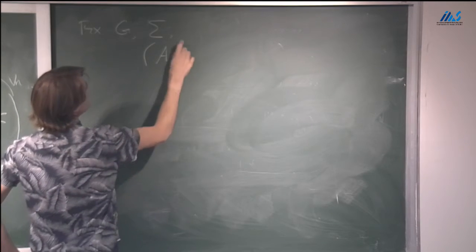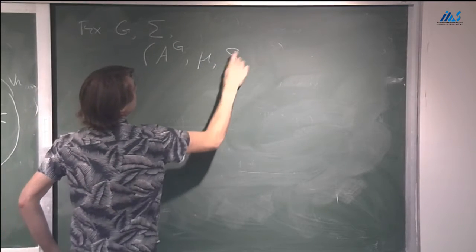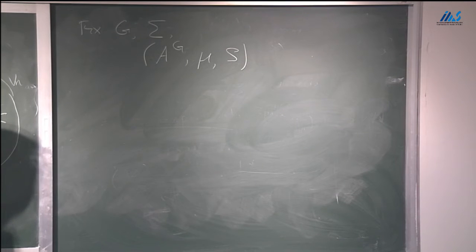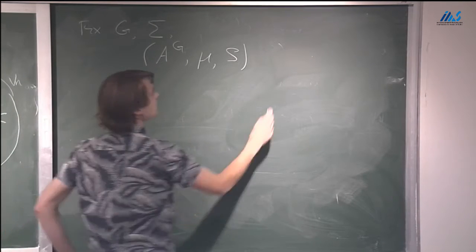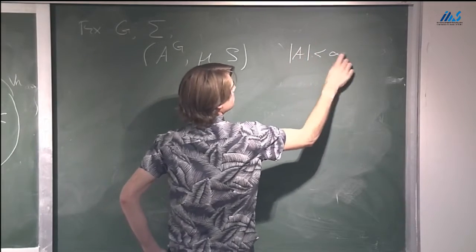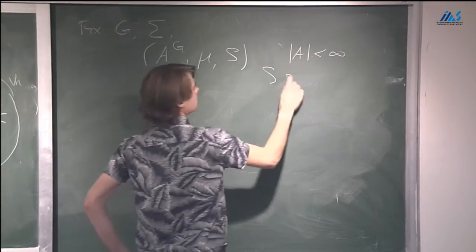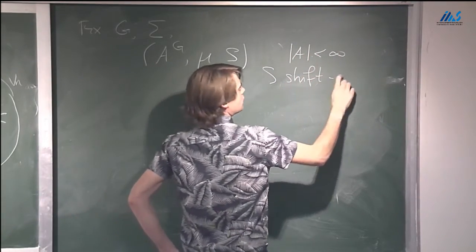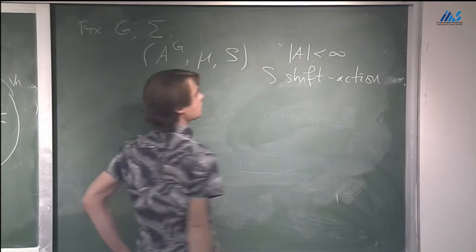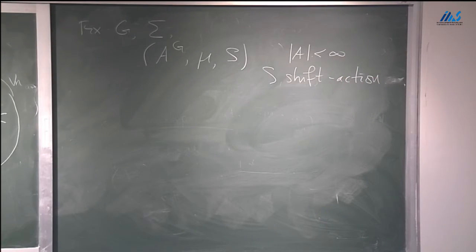So I'm going to suppose that I have some shift invariant measure mu on the space A to the G, where A is a finite alphabet. And S is the shift action. And if you ask me which shift action, left or right, I'll tell you the wrong answer, so don't ask me. Okay. So I'm going to study systems like this.